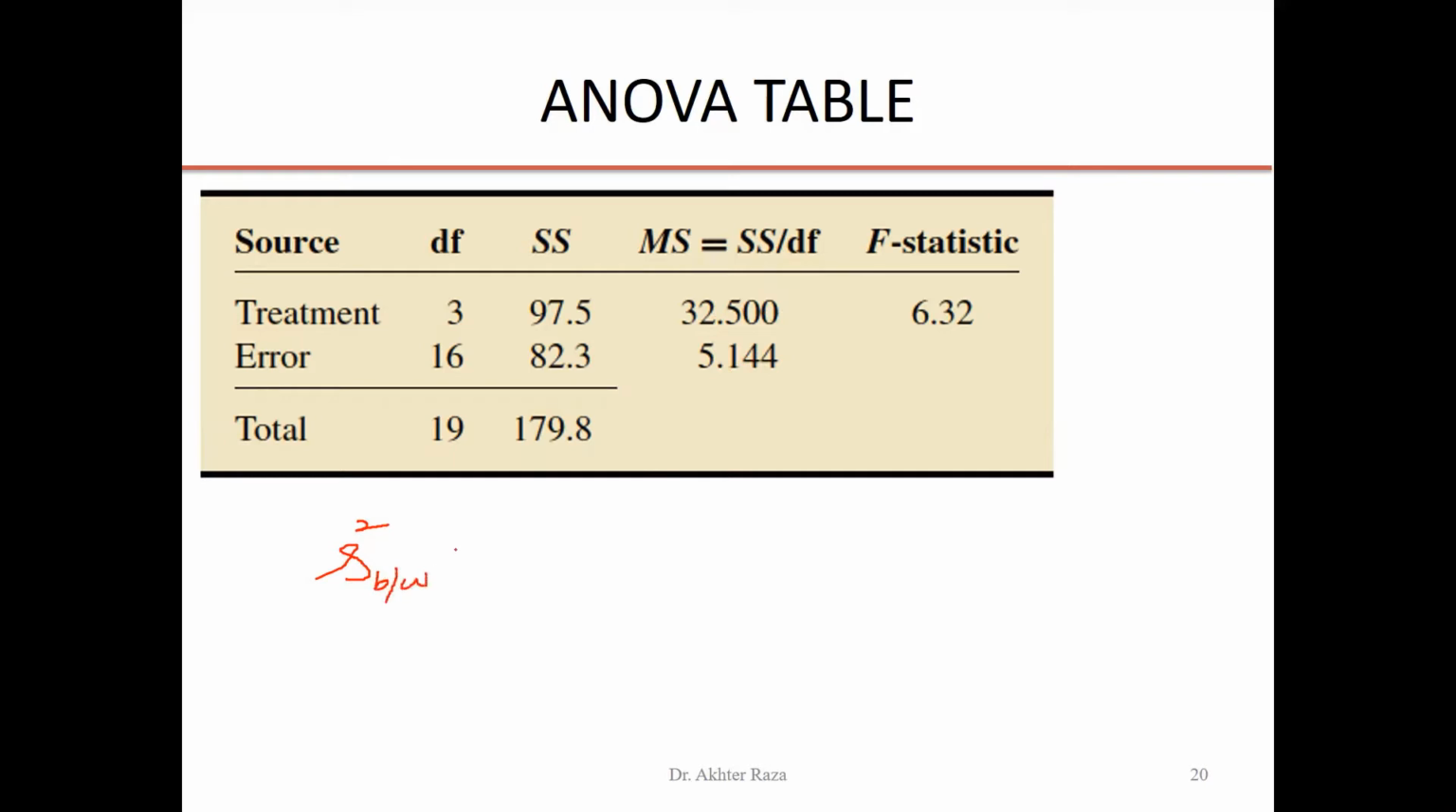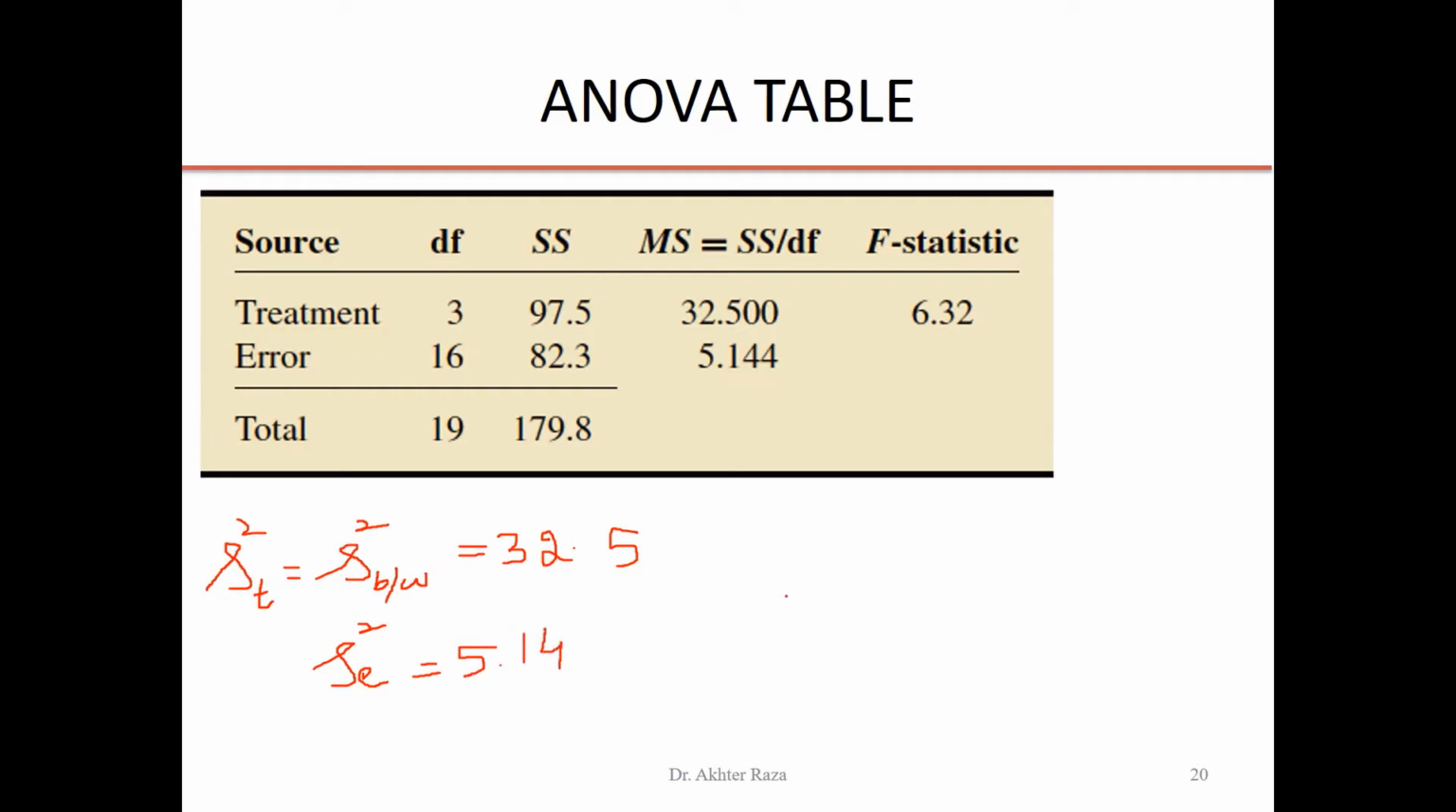This variance is 32.5. And another is the variance of error or within. We can write it as variance W for within, or as E for error. Sometimes we write it as S squared T, because between is also referred to as treatments. So SS treatment or SS between, both are same. This is not SS, this is variance.